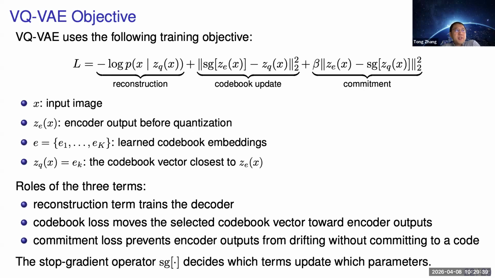The stop gradient operator means, in PyTorch terminology, you just stop the gradient. You don't train those parameters. When you take the gradient, you only take it with respect to this one, not this other one. That's about it.